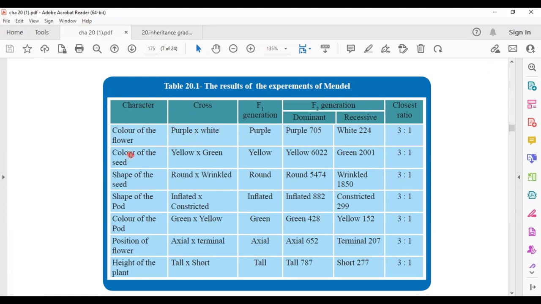And he observed the color of the seed also. Some are yellow, some are green. Shape of seed: round or wrinkled. Shape of pod: inflated or constricted. Color of pod: green or yellow. Position of flower: axial or terminal. Or height of the plant: tall or short. These are the seven contrasting characters he observed.